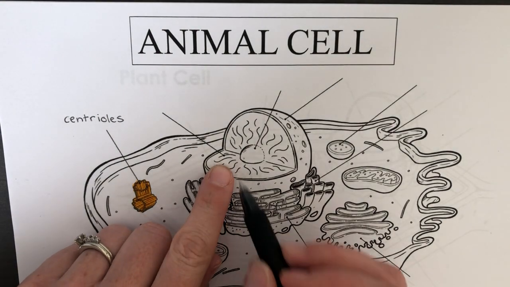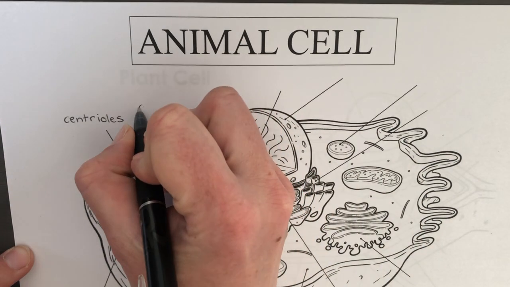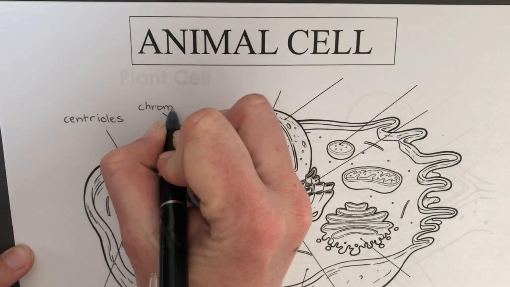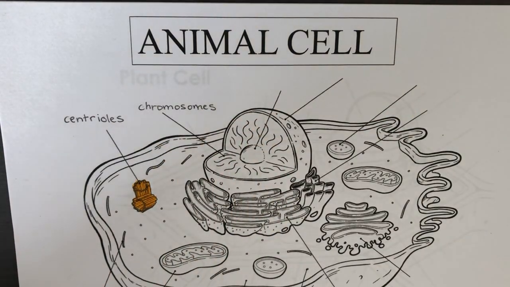Right here, these little lines represent chromosomes inside the cell. We've talked about chromosomes. We talked about how they're made of DNA, and then that DNA functions like a blueprint for all of the things in your cells. Because those are just the black lines, we're not going to color them, but you can go ahead and label them.